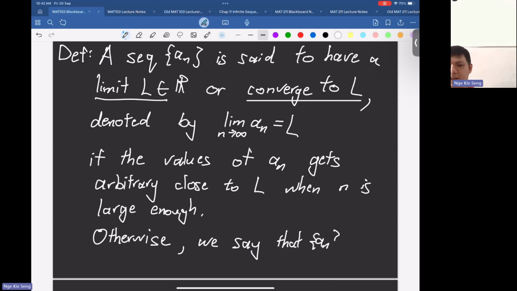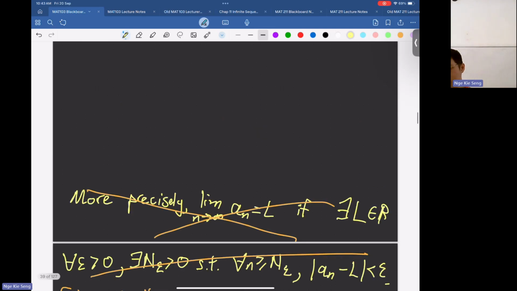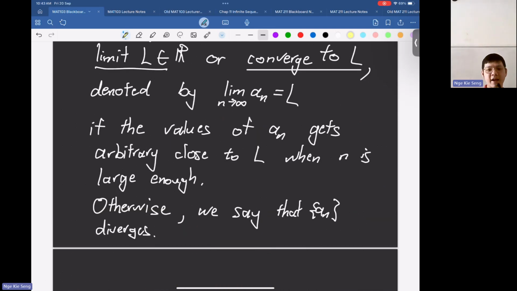Okay, if you cannot find any L. So meaning what? Meaning actually there's an extra quantifier here. There exists an L such that for all epsilon greater than 0, there is this capital N such that A_N is close to L for large enough n. Okay, so there's an extra condition here. That L has to exist first. If you cannot find such an L, we will say that A_N diverges.